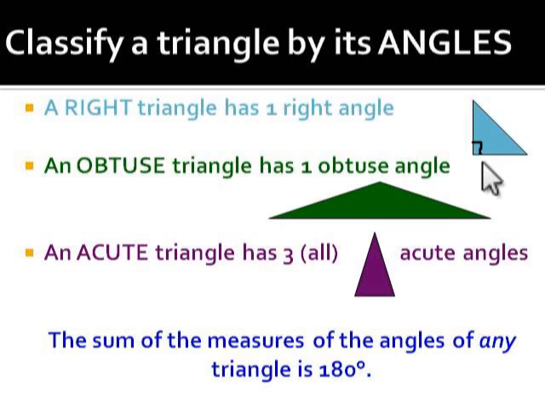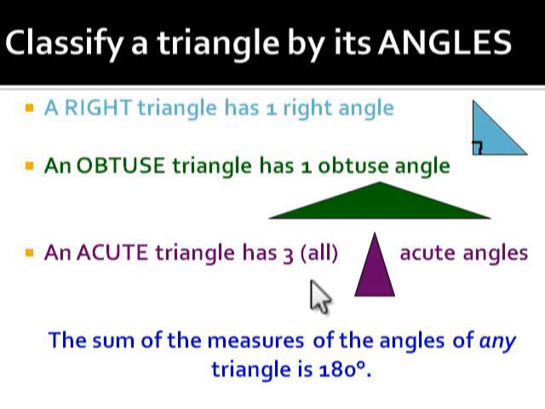It is an obtuse triangle if it has an obtuse angle. Again, it would only be 1 angle. This angle here is an obtuse angle, so this is an obtuse triangle. And the third way to classify a triangle by its angles is if it is an acute triangle. Then all 3 of its angles would be acute angles.